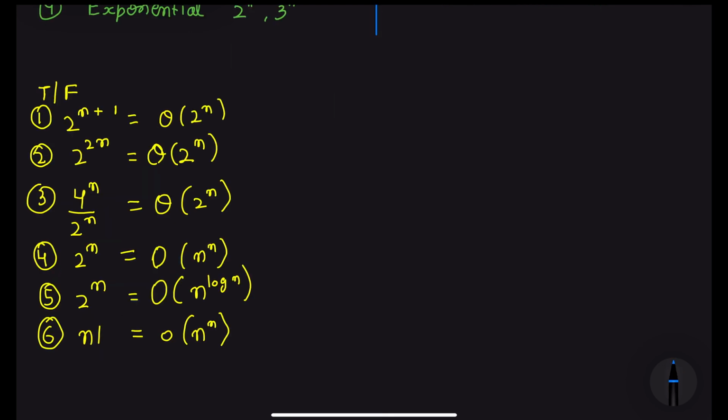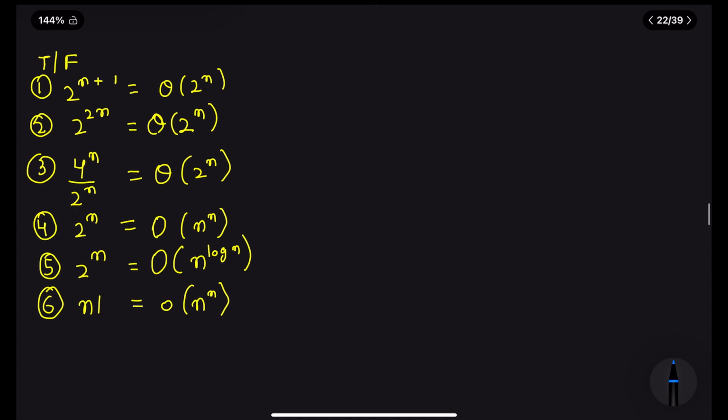Let's solve a few questions to apply what we have learned so far. We will be applying asymptotic notation and complexity classes here. These questions are true or false type questions. Let's solve the first one. First we have 2 raised to the power n plus 1 is equal to theta of 2 raised to the power n. We have to check if this statement is correct or not.